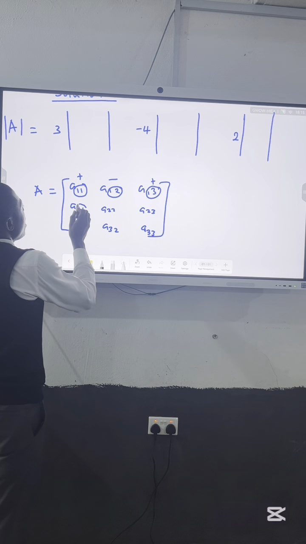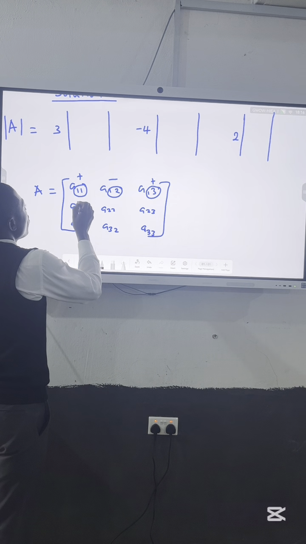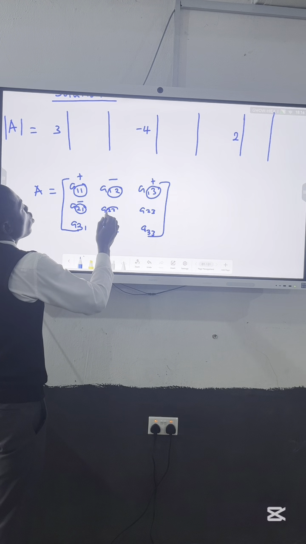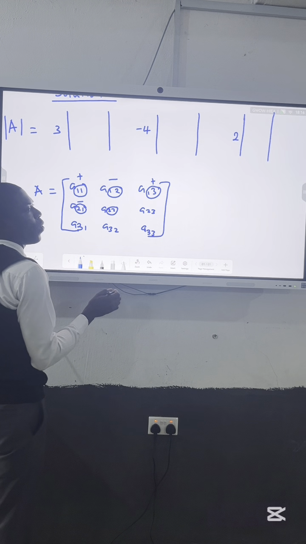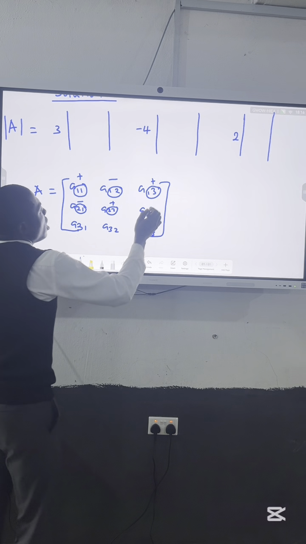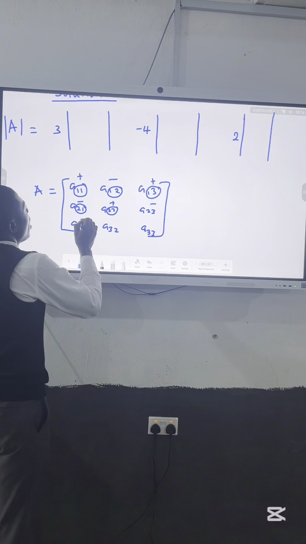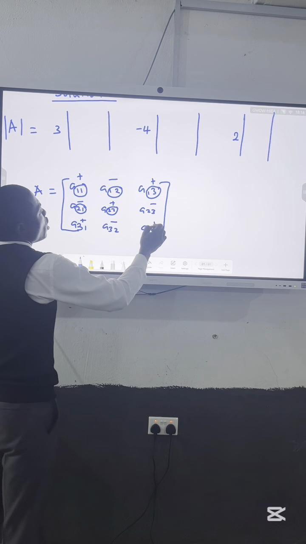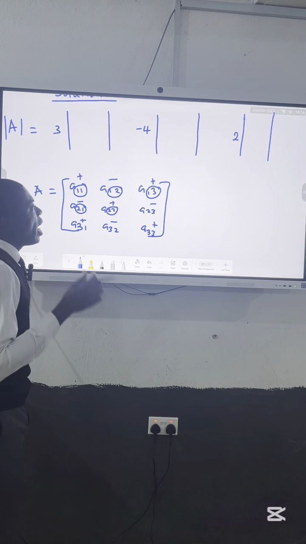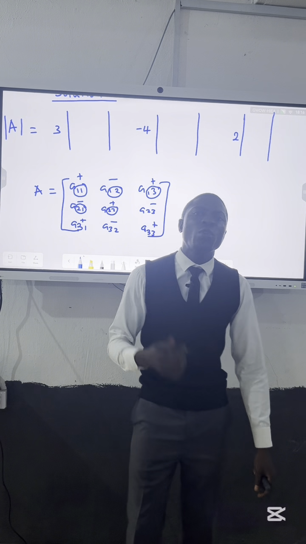Here, 2 plus 1 is 3, and 3 is odd, so the position of this place is minus. Here, 2 plus 2 is 4, which is even, so the position of this place is plus. This is minus, and then you can finish it off. This is plus, this is minus, this is plus. Just like I said before, any row or column can be used to find the determinant of the matrix, and it will work if you do it well.